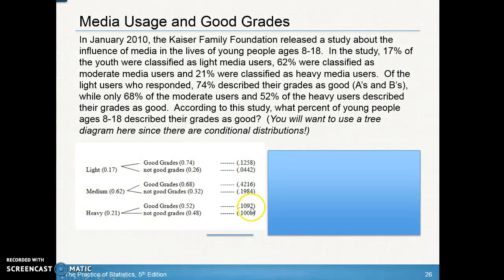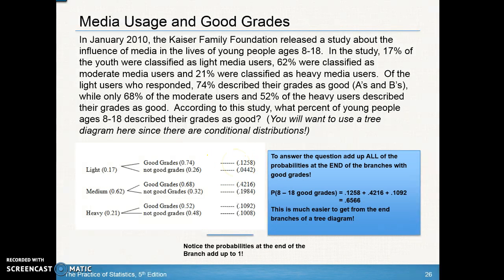This would be very difficult to do if you did not have that tree diagram. Because how can I answer this question? Now that I have this tree diagram, it's easy. Okay, because all I'm going to do is say good grades, add that first one up. Good grades, add it to the second one. Good grades, add it to the third one to get 65.66% of young people describe their grades as good from the three various categories. If you don't have this tree diagram, it's difficult to do.